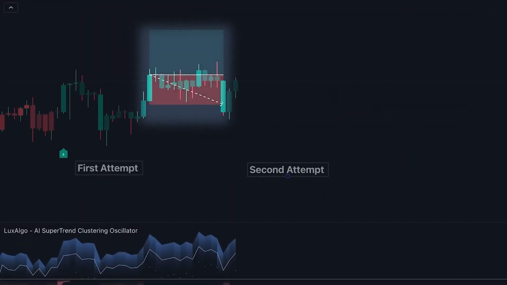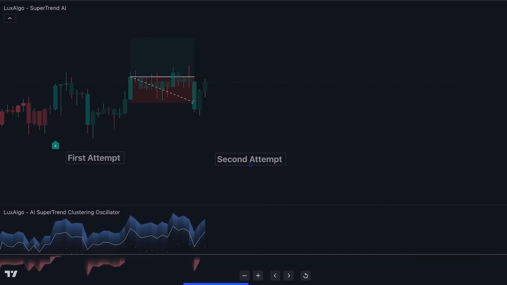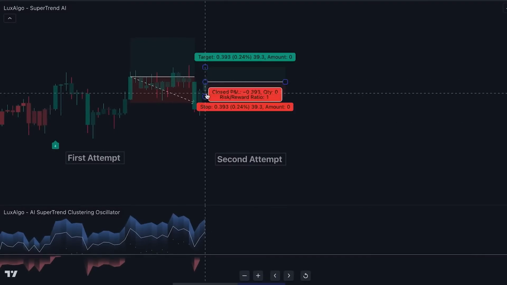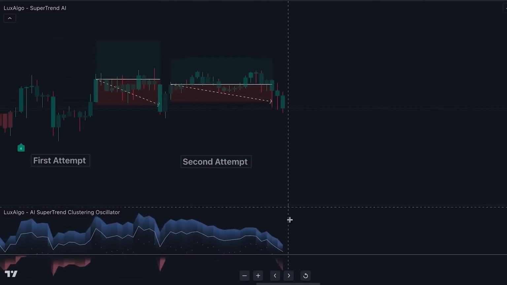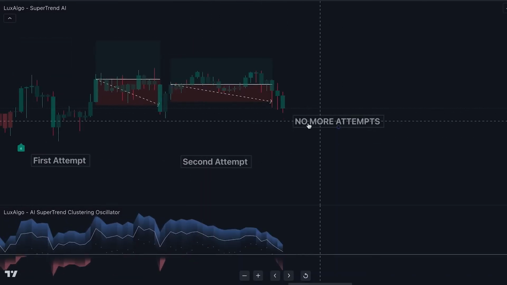As with any strategy, you can't win them all. So in the event you take an entry and it's a losing trade and then there happens to be another signal, you can take another attempt, but I would not recommend doing more than 2 trades per overlay setup.